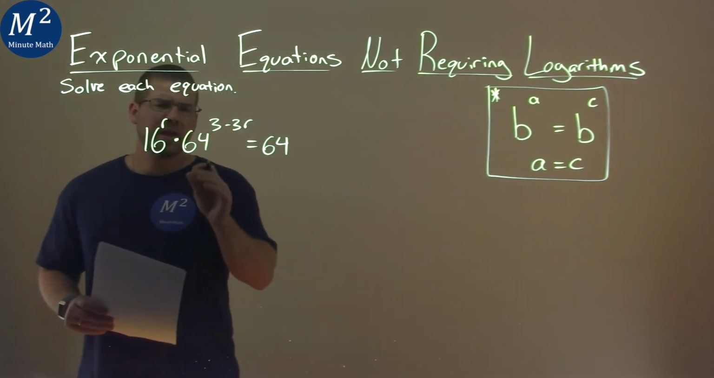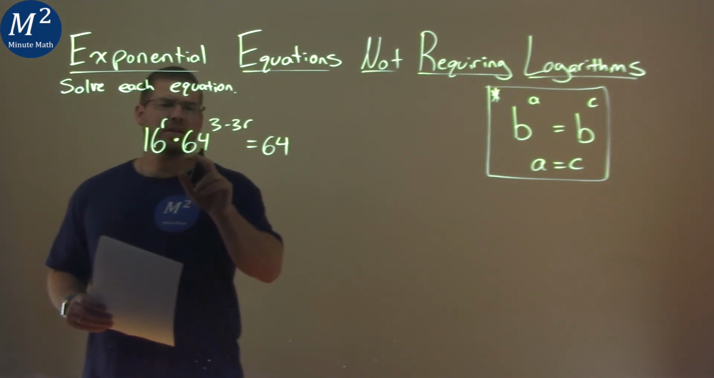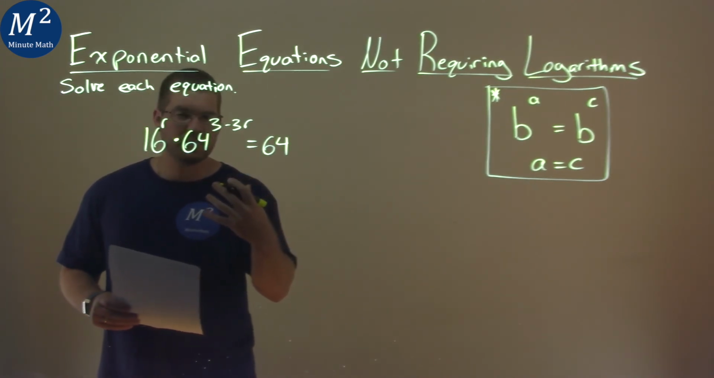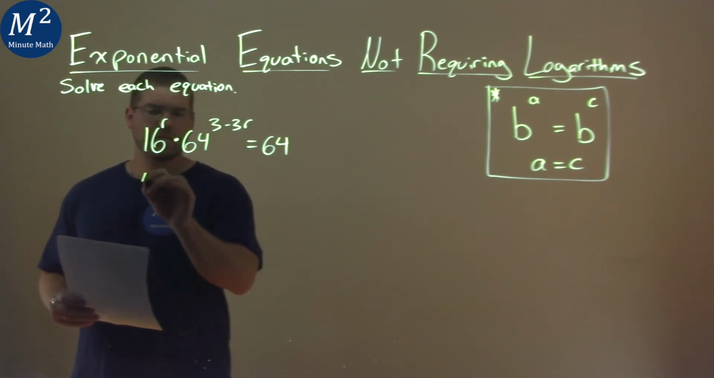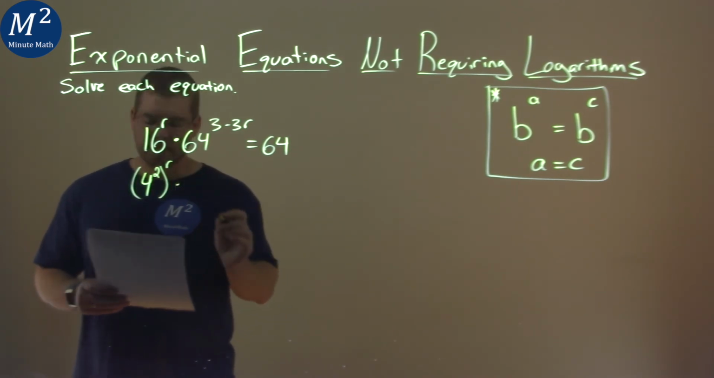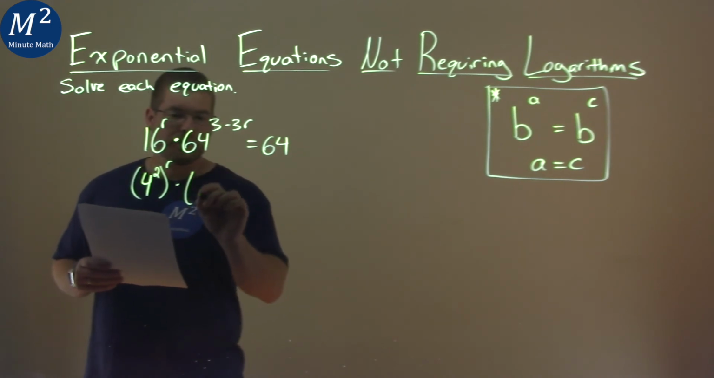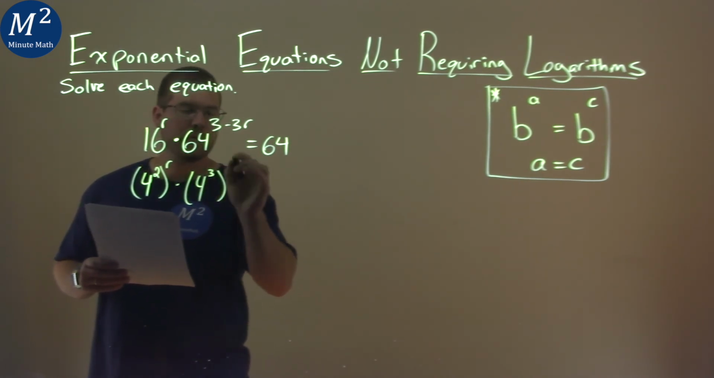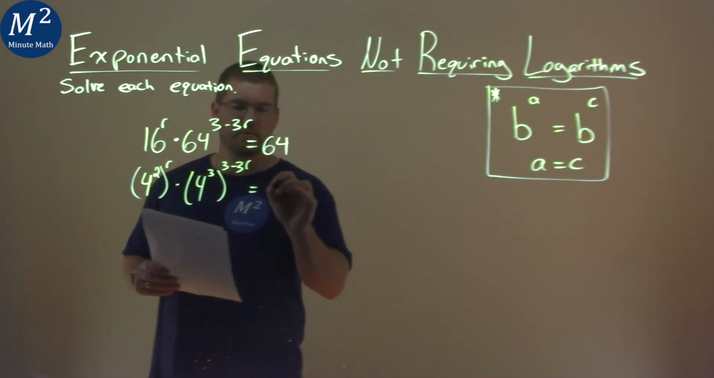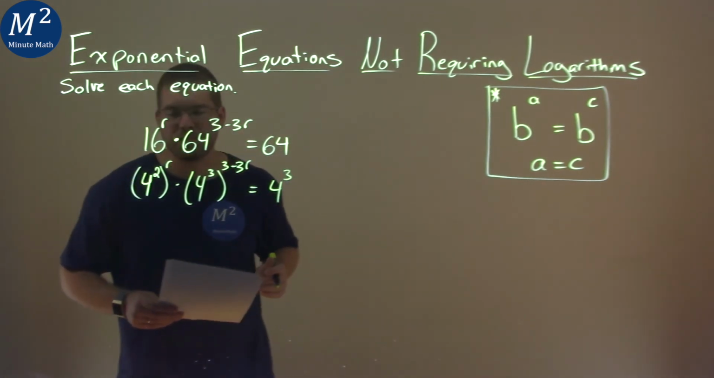Now, one thing I want to do is write each one of these, 16 and 64, with the same base raised to an exponent. And that's going to be 4. 4 squared is 16, but we still raise it to an r power. 4 to the 3rd power is 64, and we still have to raise that to the 3 minus 3r power. And again, 64 is 4 to the 3rd power.